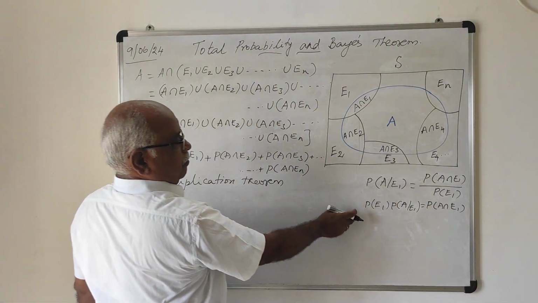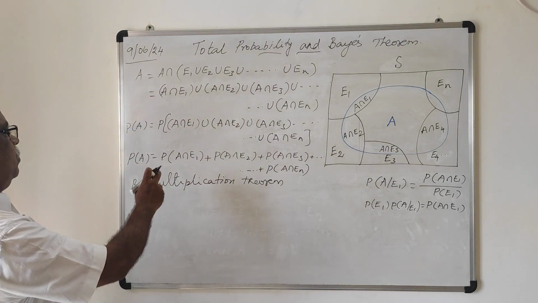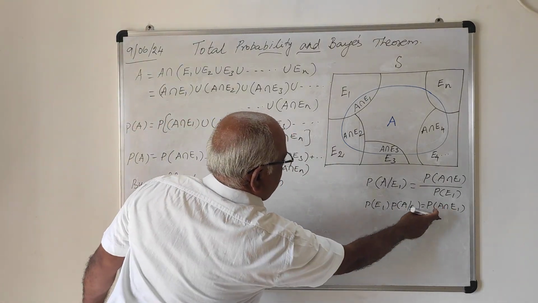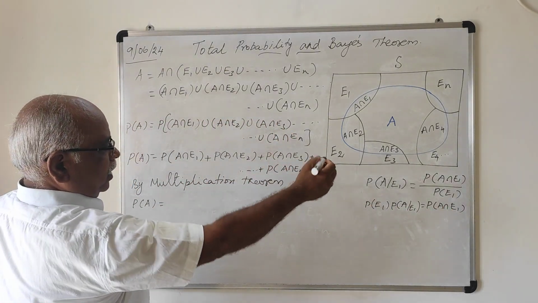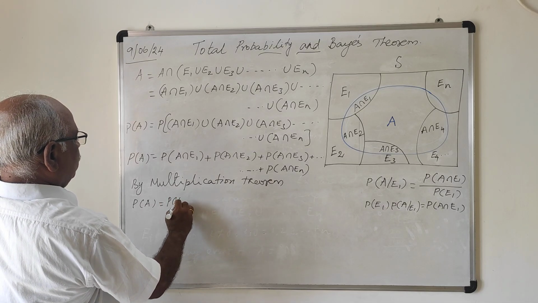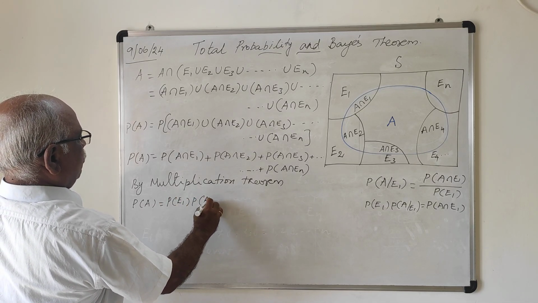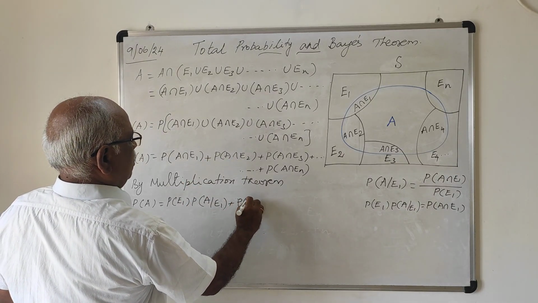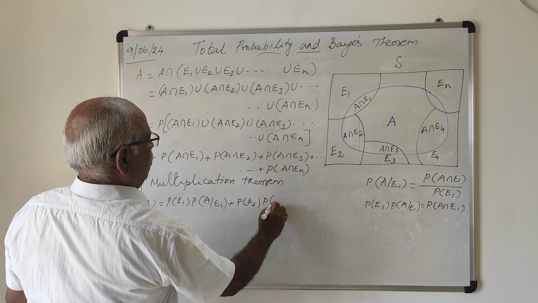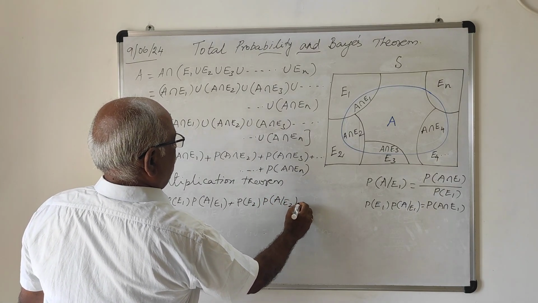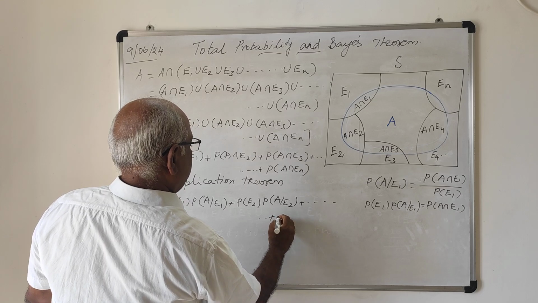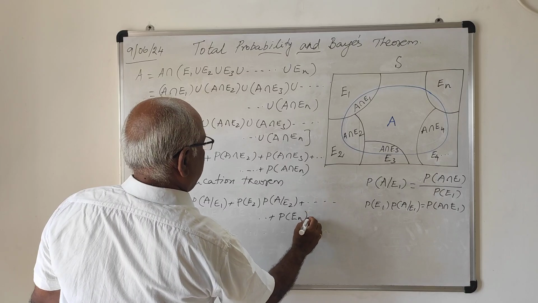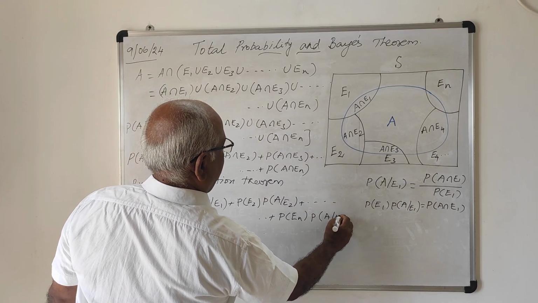So this is the multiplication theorem, we know that. Probability of A equals probability of A intersection E1, which is P of E1 into P of A by E1, plus probability of A intersection E2, which is probability of E2 into probability of A by E2, and so on, finally plus probability of A intersection En, which is probability of En into probability of A by En.